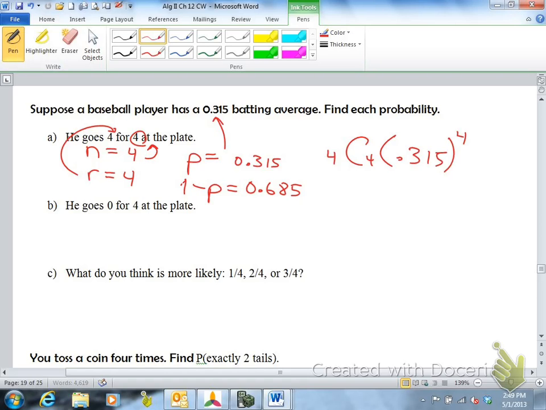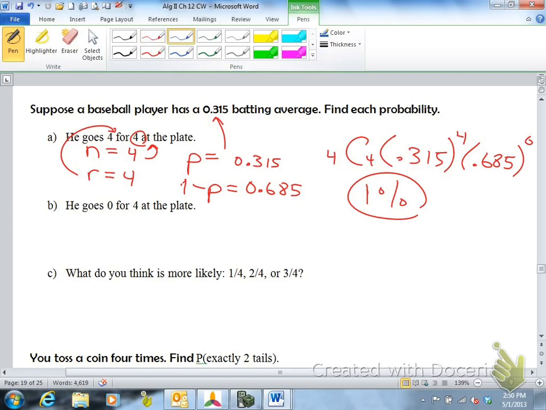0.315 to the 4th. That's how many times you want to succeed. And then how many times do you want to fail? Well, if you have 4 at-bats and you get 4 hits, you haven't failed. You don't fail at all. So it would be to the 0. And we could type that on our calculator.